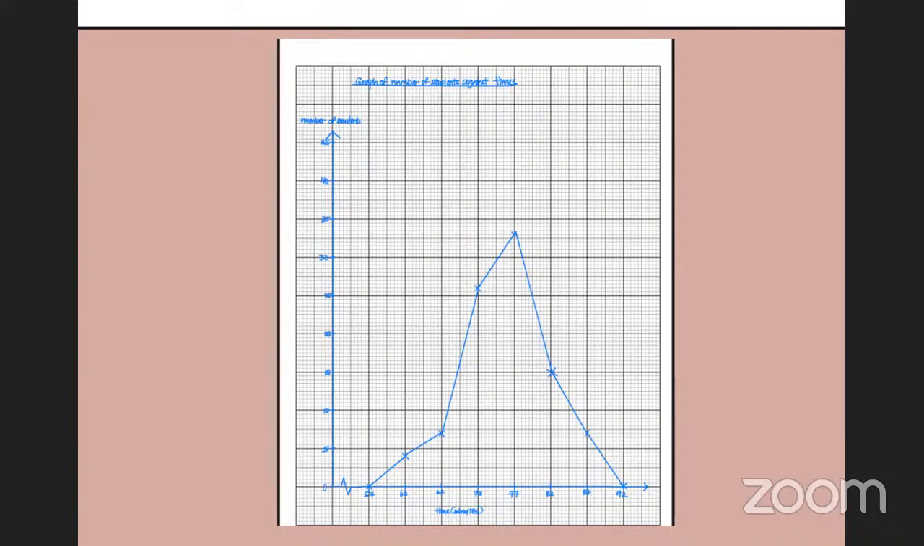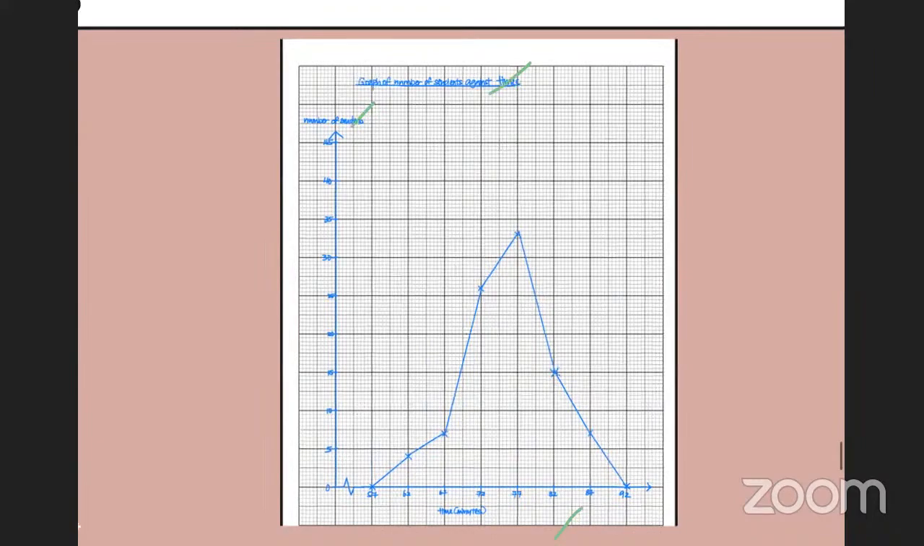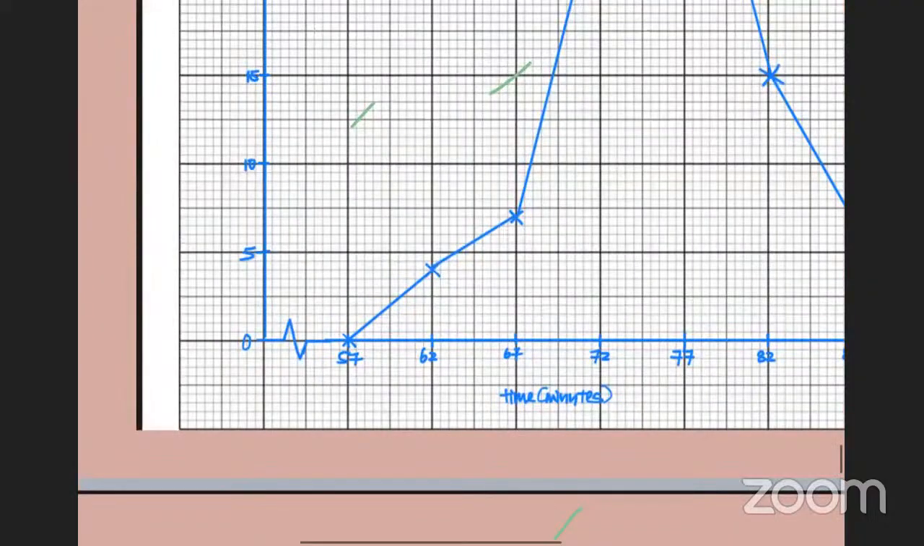Okay, so now we just go through the graph again. First, the title, the y-axis and the x-axis. Our first midpoint is 32, but we have to write the midpoint before it, which is 57.